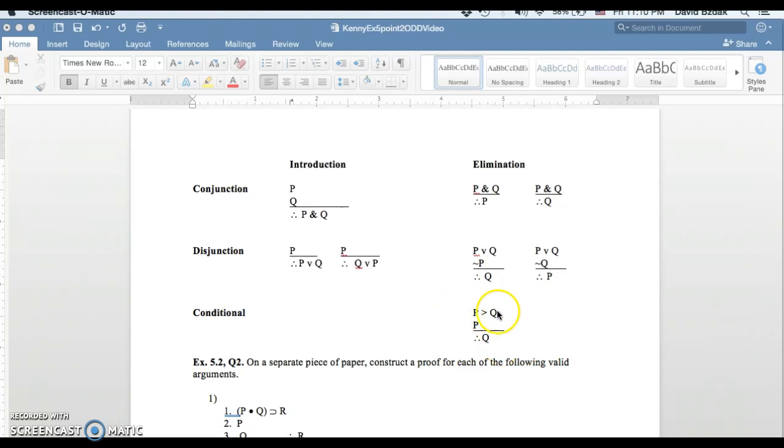Now conditional elimination requires two inputs. One is a conditional, the other is the antecedent of the conditional. Remember, the antecedent is the part of the conditional that comes on the left of the horseshoe. The other part is the consequent. So if I have if P then Q, if I know that's true, and if I also know that P is true, then I can know for sure that Q is true, right?